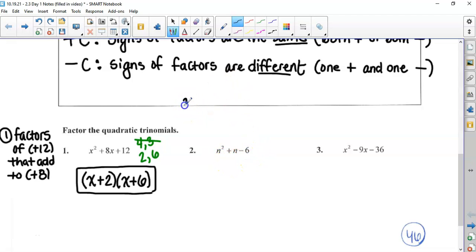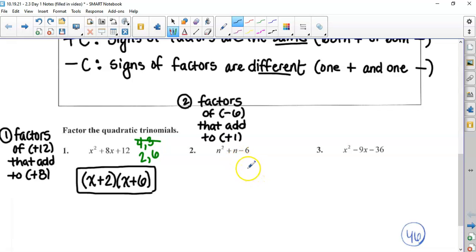So for number 2, just to keep the little conversation notes going, we need factors of negative 6 that add to a positive 1, right? There's a 1 right here that's just not written. So factors of C that add to B. Factors of negative 6 that add to a positive 1.